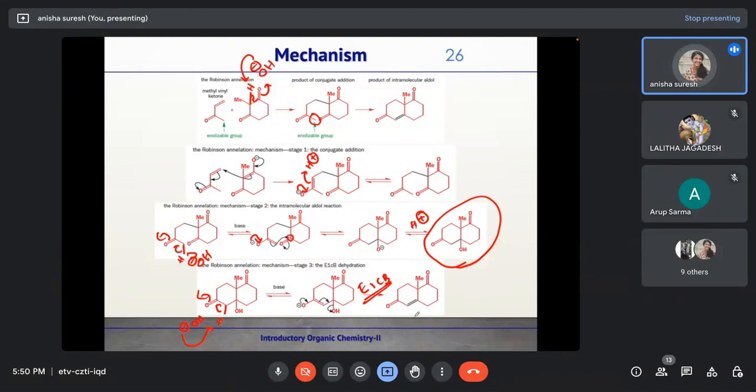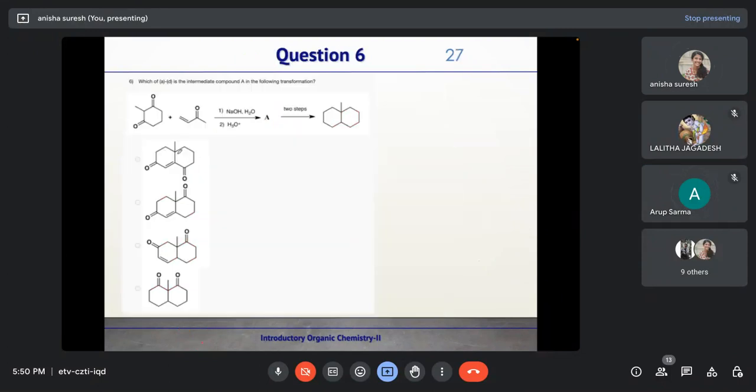Is the mechanism clear? This is a name reaction known as the Robinson annulation reaction. Any doubts in the mechanism? No doubt. Okay. So option B is the right answer.